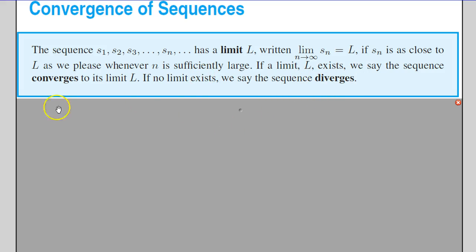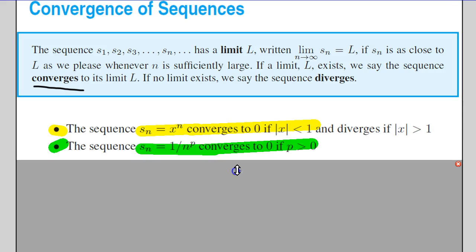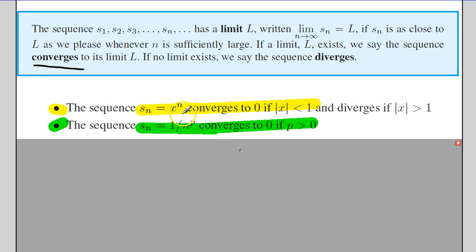So if a limit exists, we say the sequence converges. If the limit does not exist, then we say the sequence diverges. So if it has no limit, it diverges. From last semester, we had these processes with functions that had limits. And we notice that a function had a limit if it looked like x to the n, where x was between 0 and 1, absolute value, and then it diverged if x was bigger than 1.